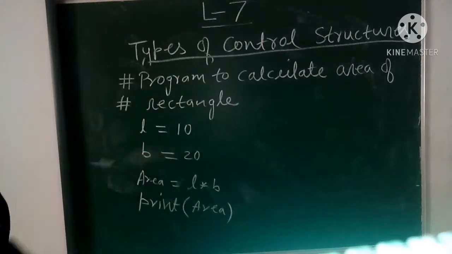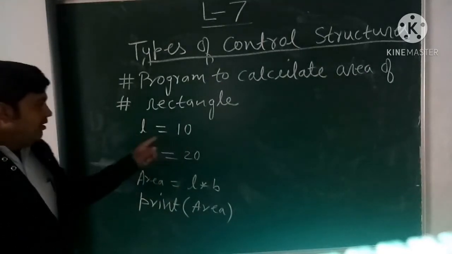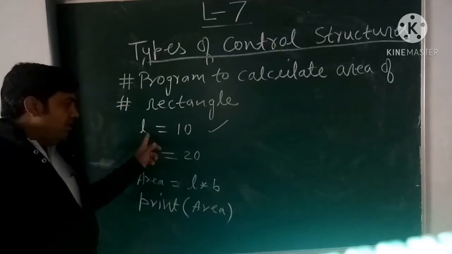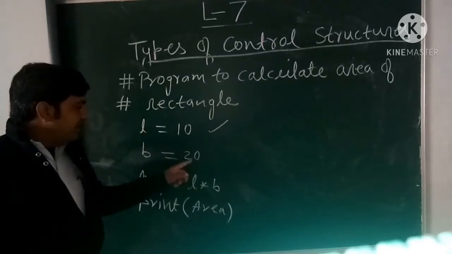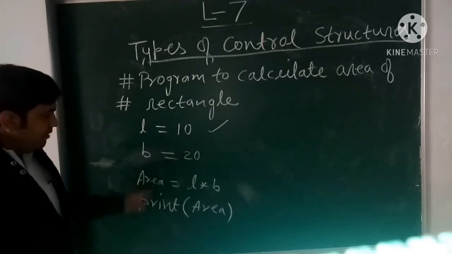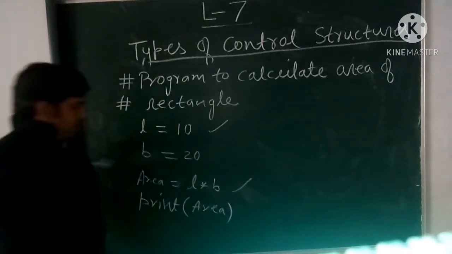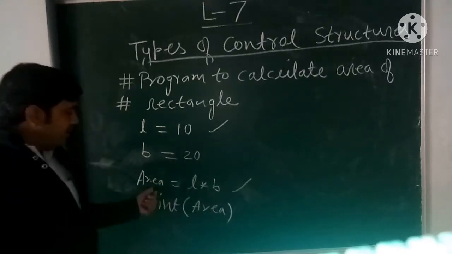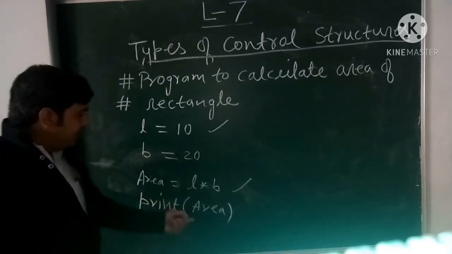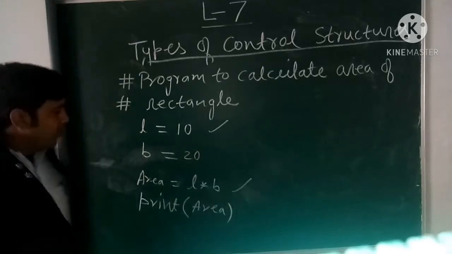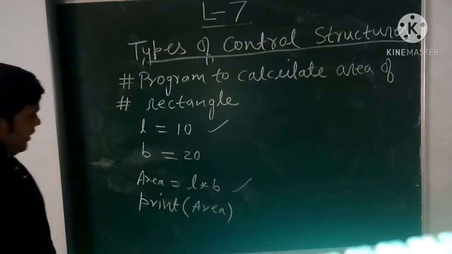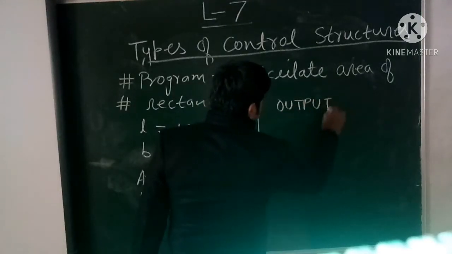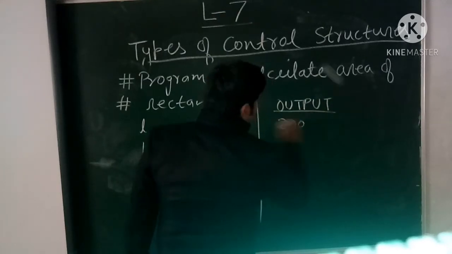Print area. So the Python interpreter will execute the first line: Python will assign the value 10 to the variable L. In the second step, Python will assign the value 20 to the variable B. In the third step, Python will multiply the values of L and B, and the result will be assigned to the variable area. And in the fourth line, it will print the value present in the variable area. So what output do you get? You get the output 200 on the screen.